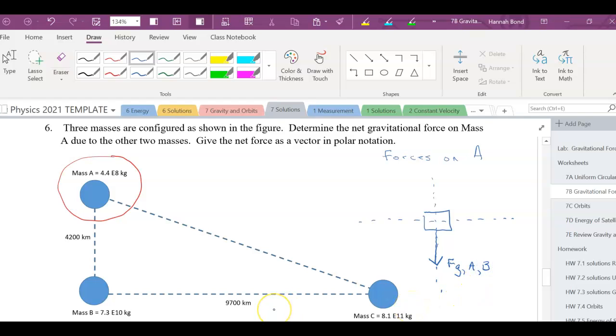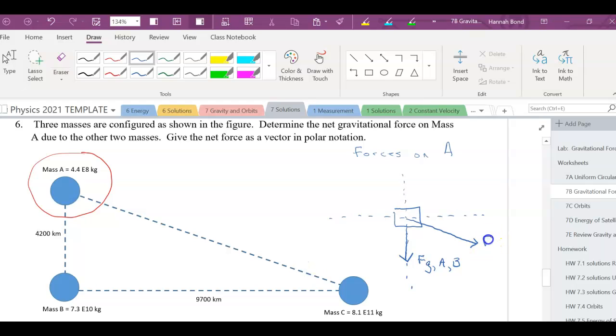Then I've got an object over here, mass C, and it is diagonally down and to the right, away from mass A. So mass C is going to try to pull A closer to it, and so it's going to try to make A move in this direction. Here would be the gravitational force on object A by object C. So these are the two forces that we need to add.